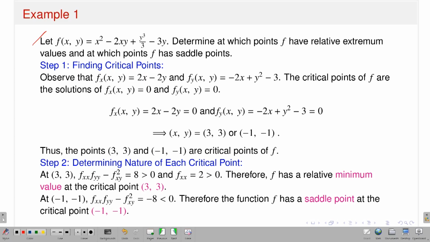Okay. So, if I have these functions, what I am asking is: determine at which points f has a relative extremum, meaning relative maximum or relative minimum, and at which points the function f has saddle points. Since my function is very nice, you just have to search for the critical points, and how to find the critical points.